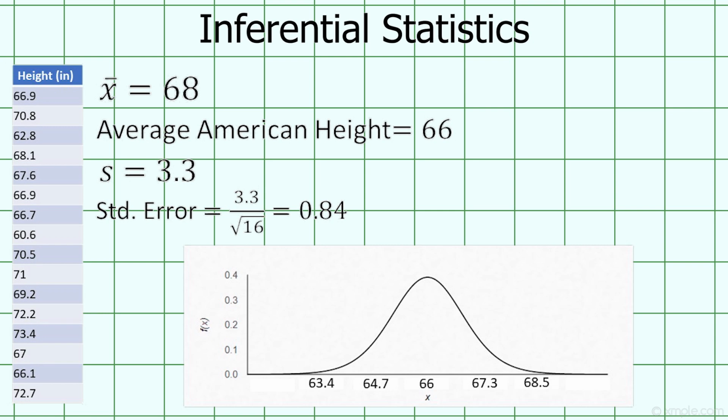We're much more likely to get a sample with a mean close to the center, and less likely to get a sample with a mean in the tails of the distribution. Based on the fact that 68 is pretty far out in the right tail of this distribution, it already looks like getting this result by chance is pretty unlikely. But we can go further and actually quantify how unlikely it is.